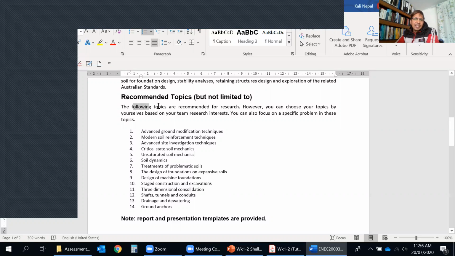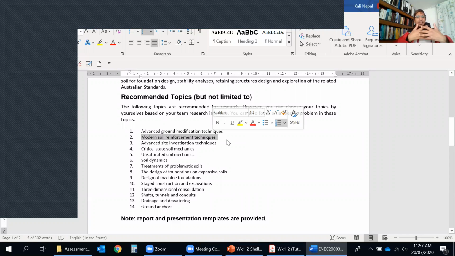Following topics are recommended for research, right? However, you can choose your topics based on whatever you are interested in. That's free for you. Some topics are advanced ground modification techniques. For example, if you go to some field and you find out the soil is really bad, how can I improve this soil? You investigate that in your research. Modern soil reinforcement techniques: how can we use geotextiles, geogrids, those types of things to make soil better? It can be what are the good techniques for site investigation?